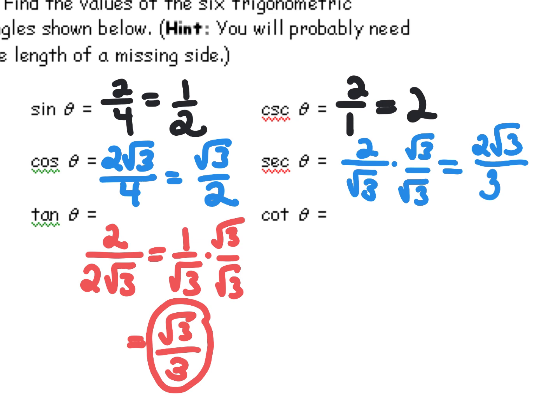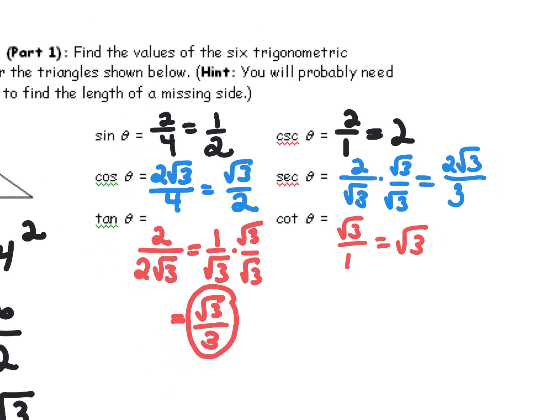And then to get cotangent, I'm going to flip this easy value that we found for tangent. Remember when we crossed off these 2's here, we saw that tangent was 1 over the square root of 3. I would just flip that. That's the square root of 3 over 1, which is just the square root of 3. And that's the goal of the first portion of this lesson, is to just find your 6 trig function values using SOHCAHTOA and the reciprocal.